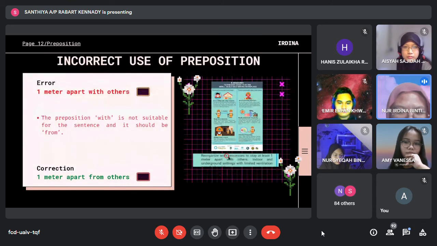Alright, "1 meter apart with others." We should replace the word with to from. Why? Because the preposition with is not suitable for the sentence and it should be from. So it becomes "1 meter apart from others."